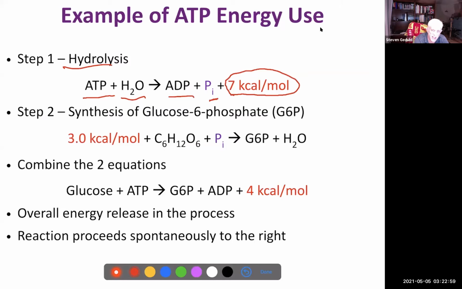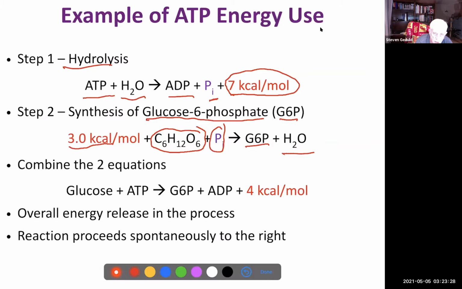Then we want to take that energy that we've used and form glucose 6-phosphate, G6P. So we take 3 kilocalories of that energy, react with glucose, which is C6H12O6, plus our phosphate group to give us glucose 6-phosphate, and then water is given off when the bond is formed. We lose an H from the phosphate group, OH from the glucose, and we form that linkage, that glucose 6-phosphate.